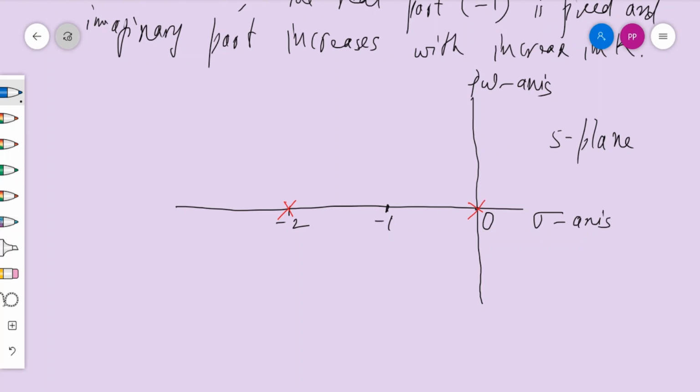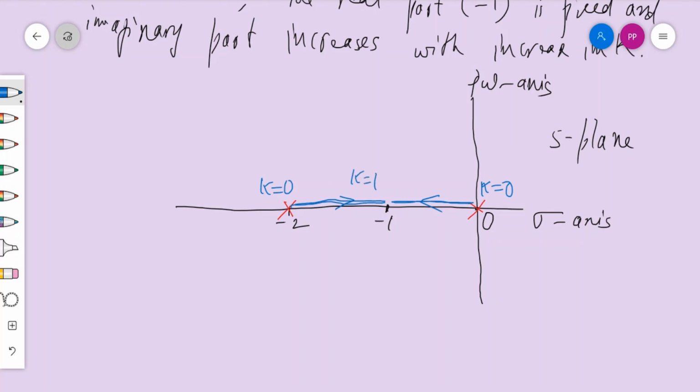So let us make a move. We are moving from -2 and we move towards the value -1. Here also we move towards the value -1. So we can write here that k equal to 0, here also k equal to 0 at -2. Then at -1 we know that exactly k equal to 1.